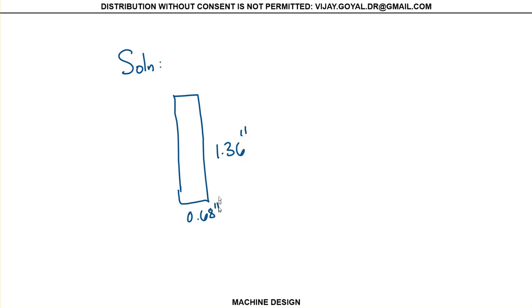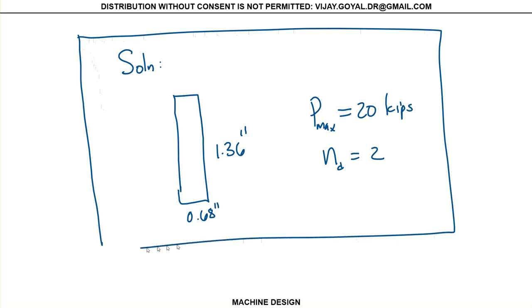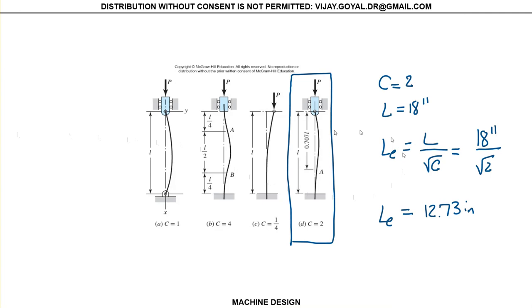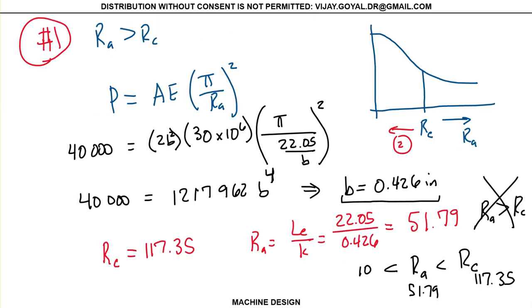So this is your final answer. This is the solution for a maximum load of 20 kips and a design factor of 2. This is your solution. This is what we were actually looking for. So these problems, as you can see, they're not very complicated. We just have to be very systematic and go one step at a time, understand what's going on, find the right equation, right-hand side or left-hand side, and then replace all the values. Here I found my B, and I realized that B actually makes my R violate my condition.